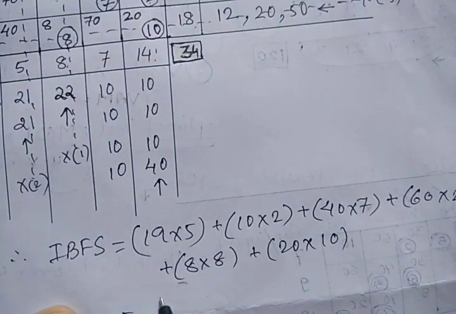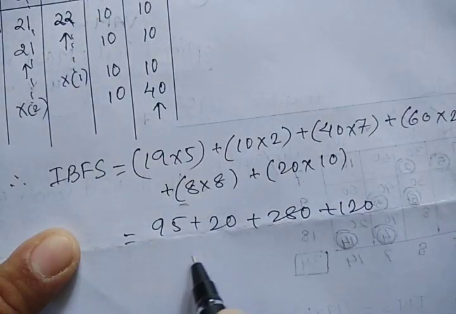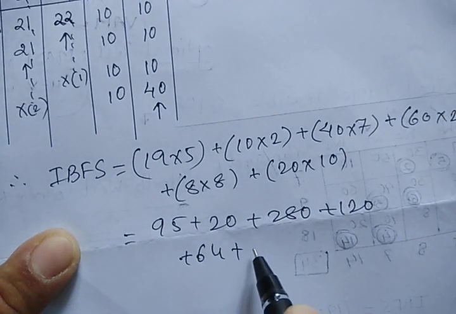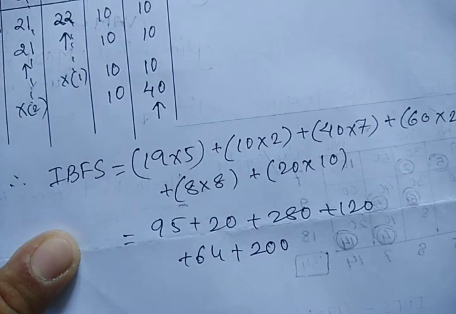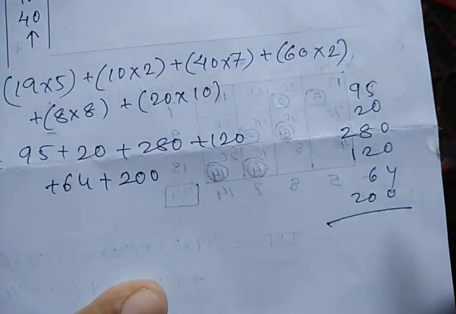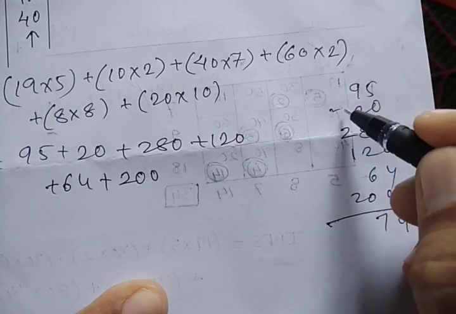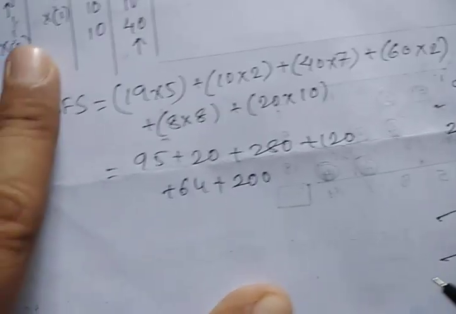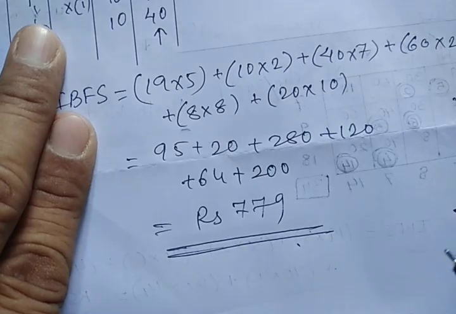19 5s are 95 plus 20 plus 280 plus 120 plus 64 plus 200. So what is the total here now? If we add it, it is 95, 20, 280, 120, 64, 200. If I add this, what is the answer? It is 779. So here I got the answer, which is 779. This is the transportation cost.